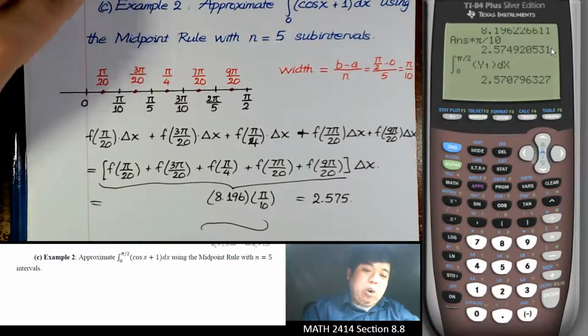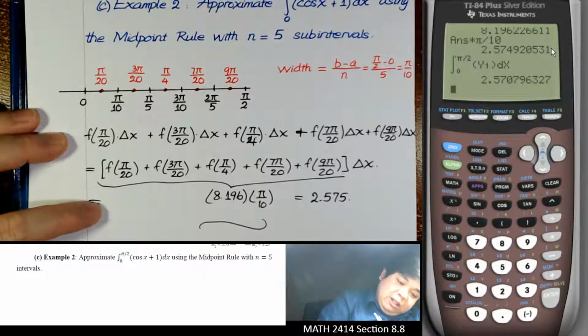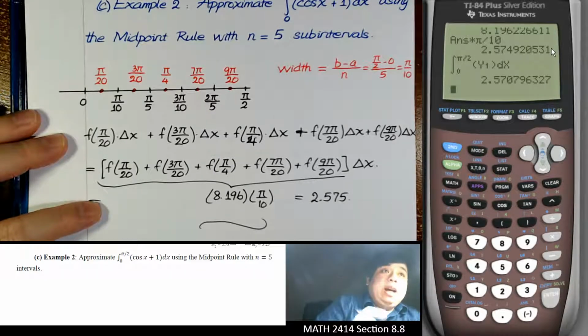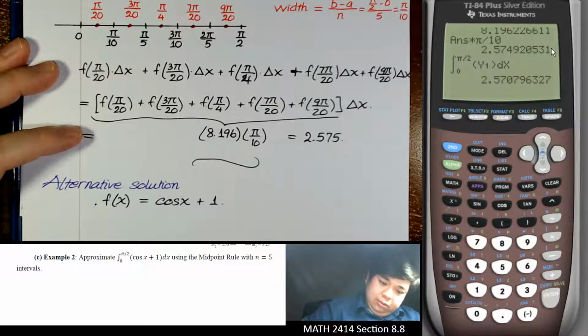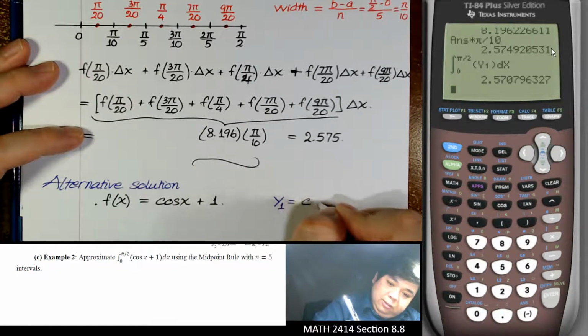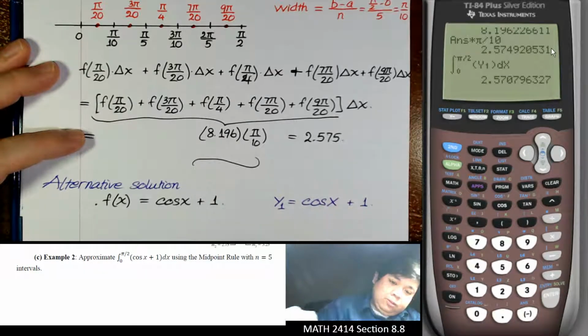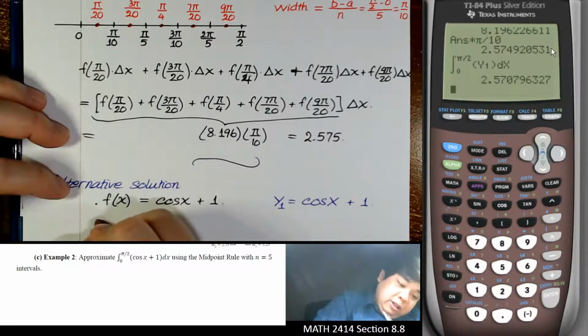Right. So first, we have to know the function. So obviously, the function we know is cosine of x plus 1. And we store this into y1. Next, we calculate the width. Have to do this by hand.